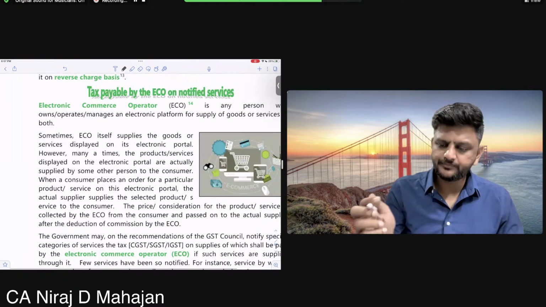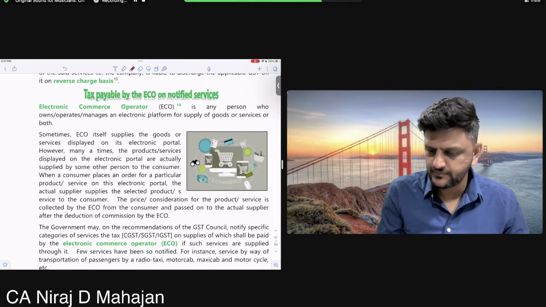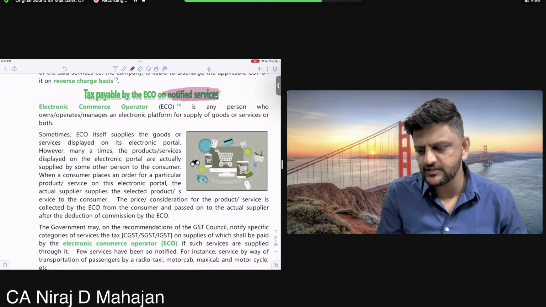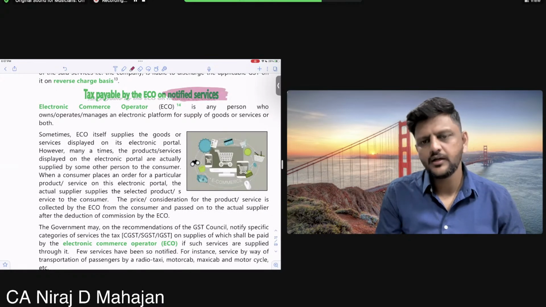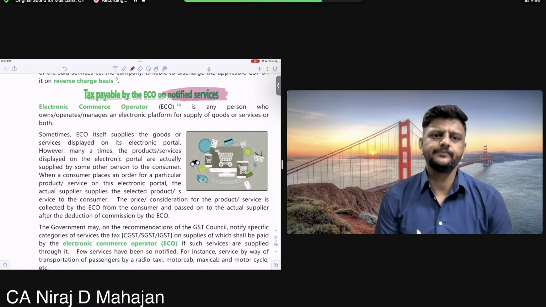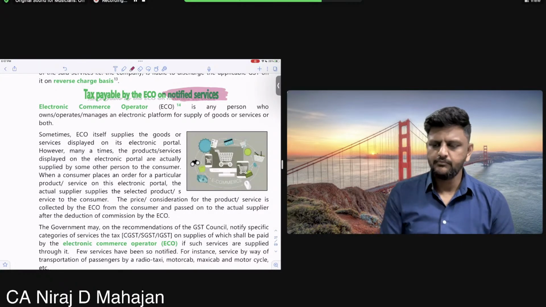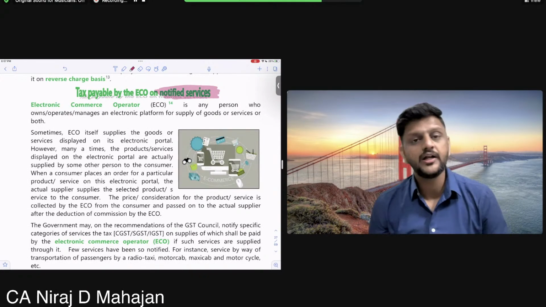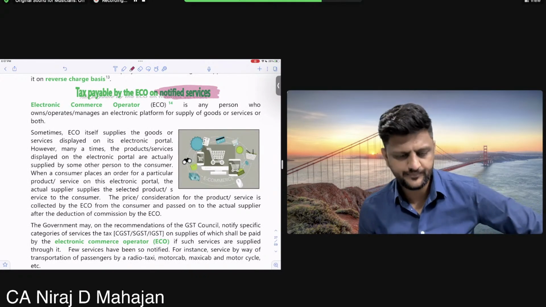Tax payable by ECO on notified services. Basically that duty responsibility is removed from small vendors and put at one single party. So they are making that one big party responsible for all the different multiple vendors which they have under them.